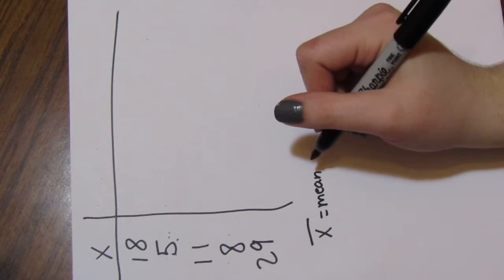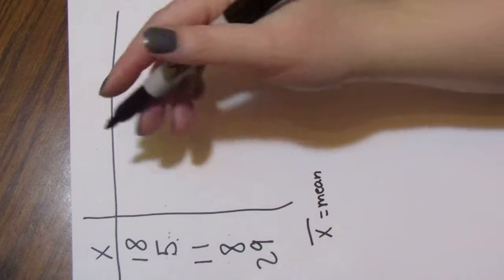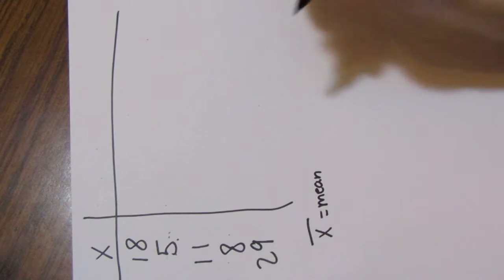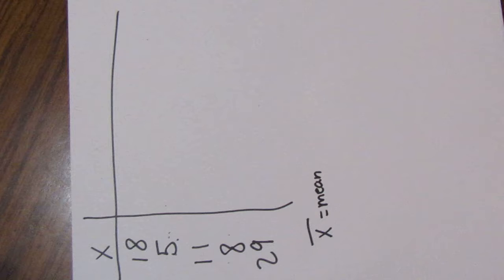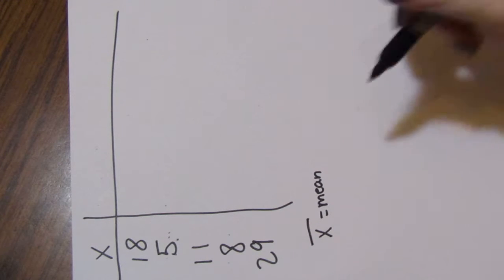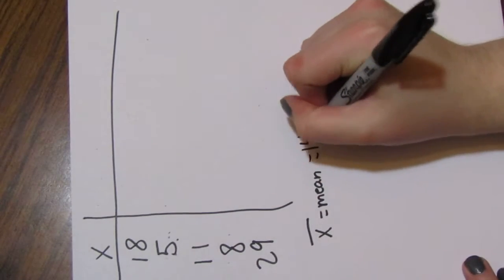So we're going to calculate what the mean of all these numbers is. I thought I wrote it down on here, but apparently I didn't. So add all the numbers, divide by 5, equals 14.2. So the mean is going to equal 14.2.